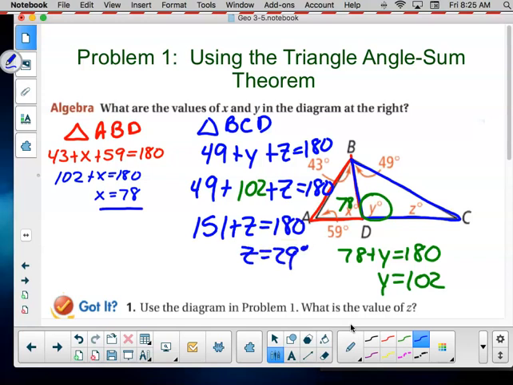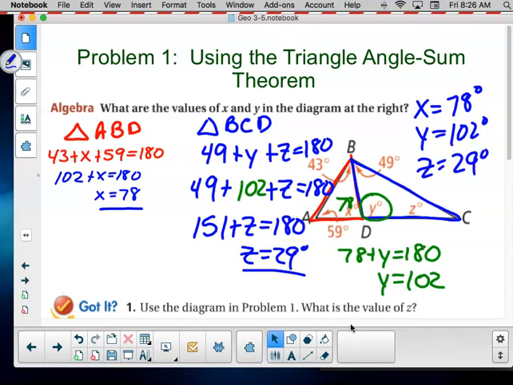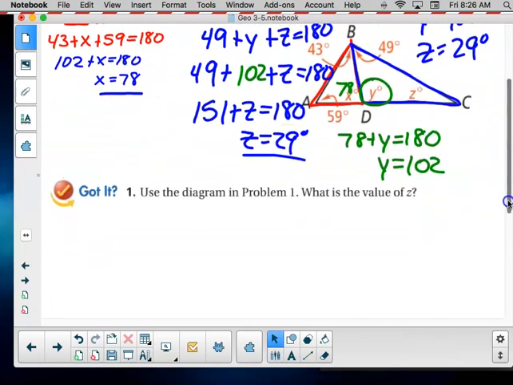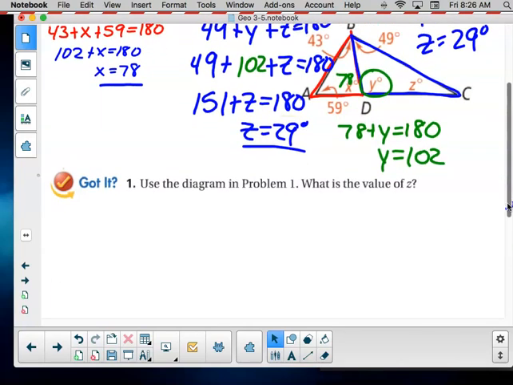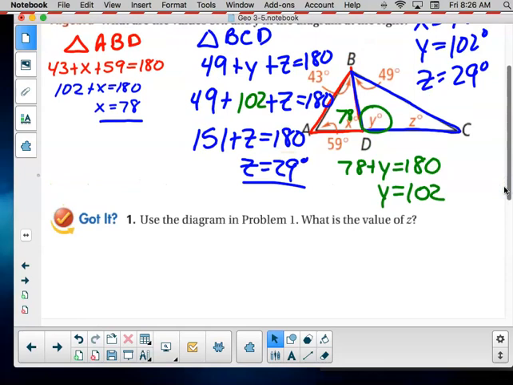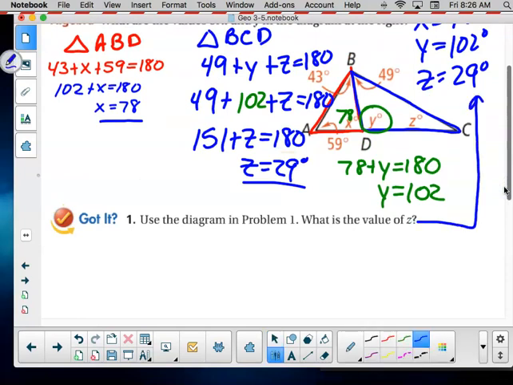Okay, so I've got my x, my z, and my y, so I was able to find everything. So x is equal to 78, y is equal to 102, and z was equal to 29. Now, use the diagram in problem 1. What's the value of z? Gosh, we found z. It's right there.